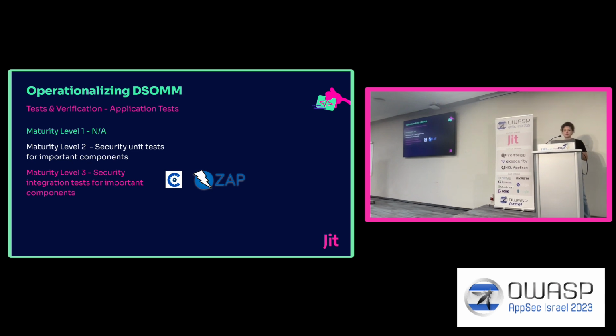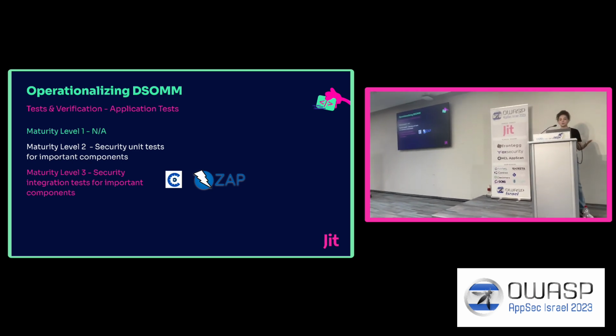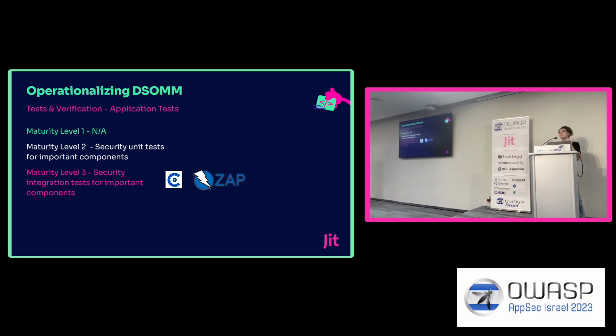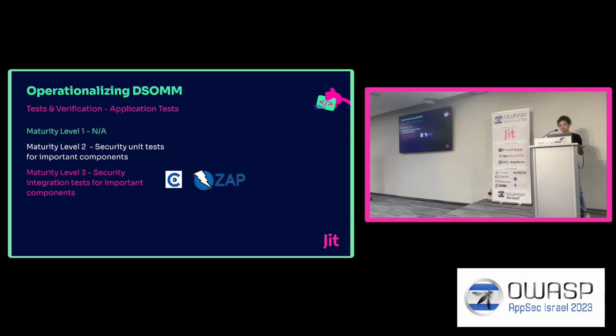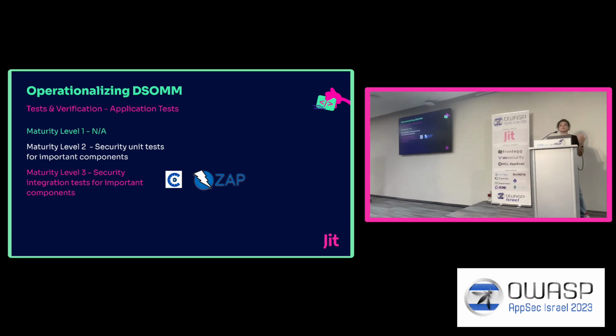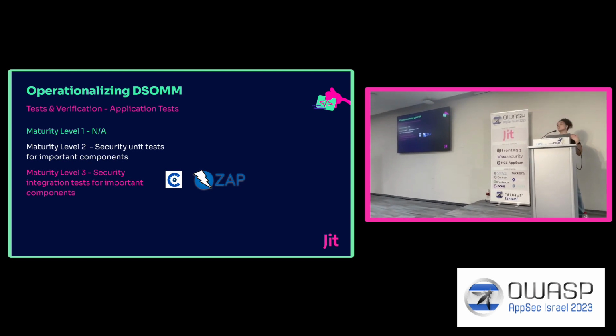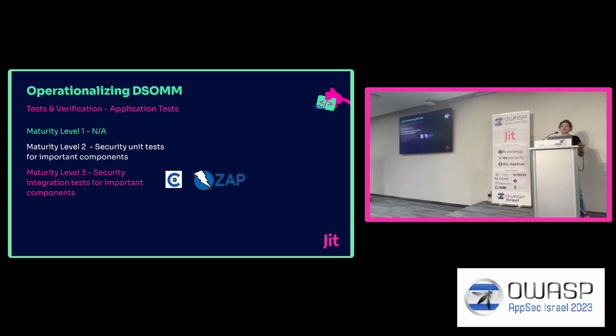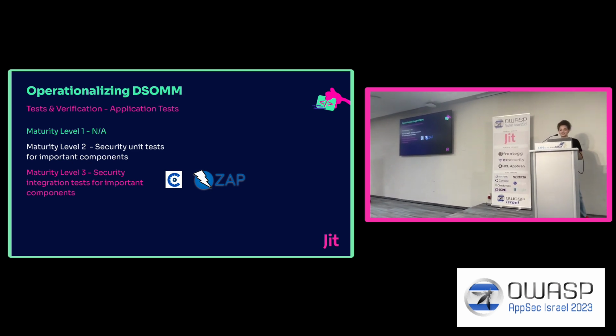For maturity level 3, we have security integration tests for important components. Basically, we need to have pen testing tools and web application scans. For this one, we use Cobalt. It's not an open source tool. It's a pen testing community. We utilize them basically just for compliance needs. But there are some great equivalents out there that are open source. ZAP is one of the most powerful penetration testing tools out there. Simon Bennetts, the creator of ZAP, is actually working at Jit. He's also speaking at this conference at 2:45, so be sure to check out his talk as well.